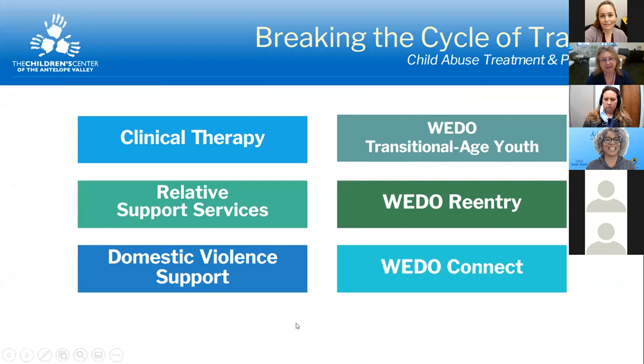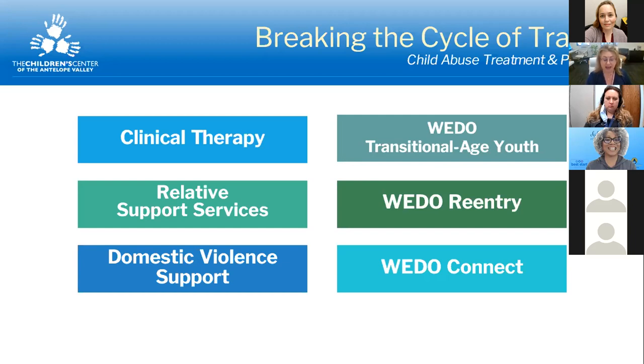So what do we call this? Here we call it breaking the cycle of trauma. And we do this through so many different programs that address all ages and all situations. As we indicated, although we don't say that any particular group will abuse their children, we do know some of the groups that might. So for example, you'll see, as we talked, clinical therapy means they very likely have an open DCFS case or there's already been a crisis. Relative support services. Many of you know that there are a lot of grandparents in the Antelope Valley raising their grandchildren. We have support for that.